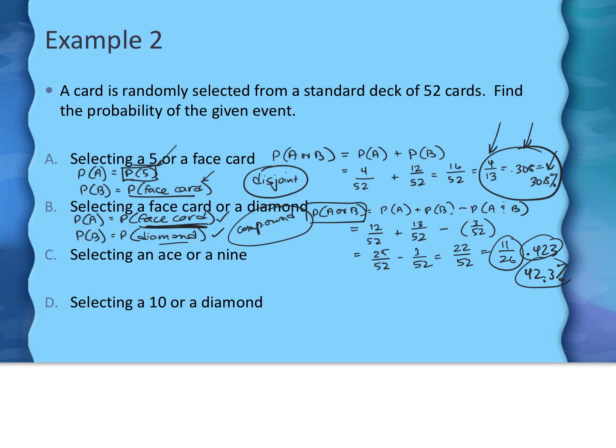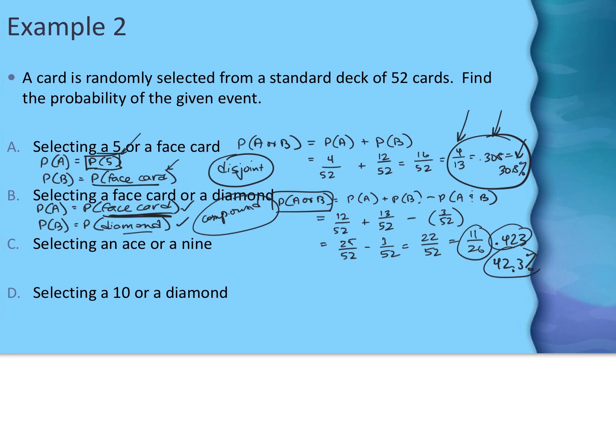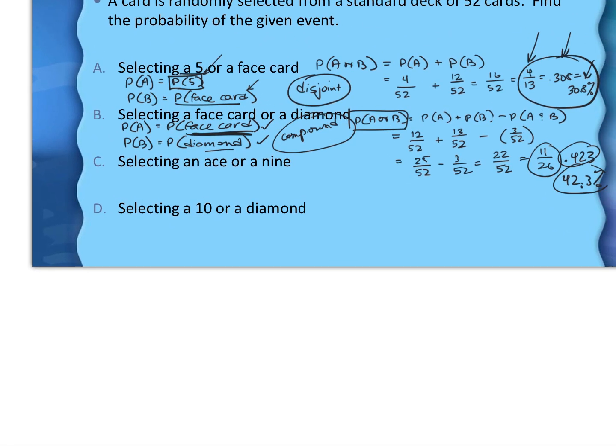Okay, so I'm going to erase this, and actually I can just scroll down here. For C, we've got probability A is the probability of getting an ace, and probability B is the probability of getting a 9. Again, I have to ask myself, is getting an ace or a 9 an overlapping event? It's not. This is a disjoint event. So this one's kind of easy. Remember, the probability of A or B is the probability of A plus the probability of B.